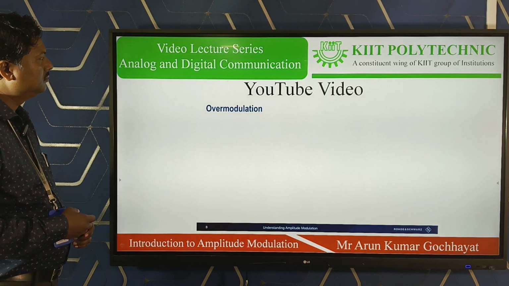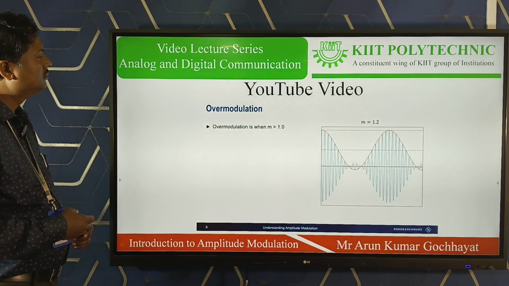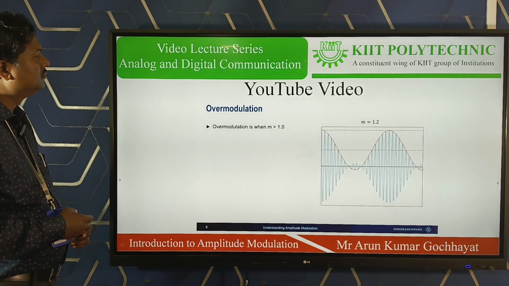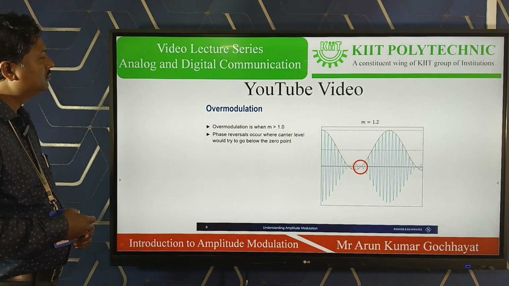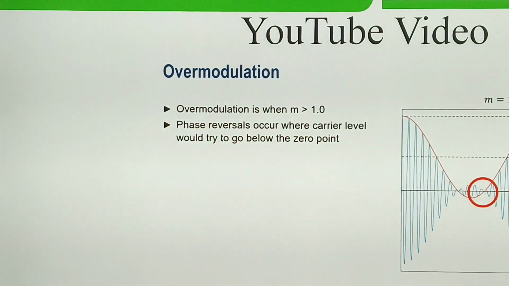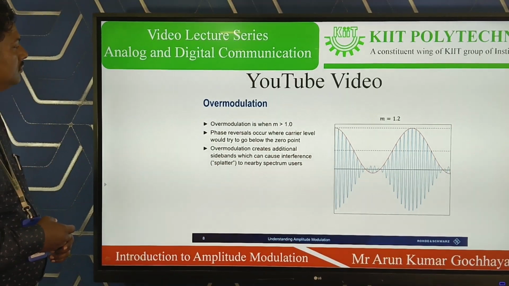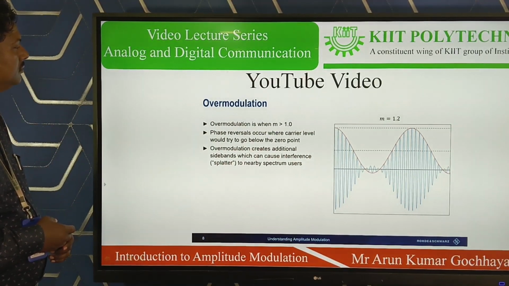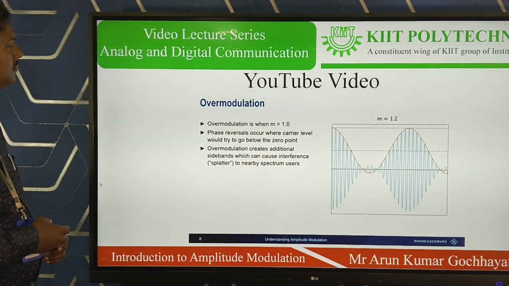In case you were wondering, it is possible to have a modulation index greater than 1. This is called overmodulation. In an overmodulated signal, the carrier exhibits 180-degree phase reversals where the envelope crosses the 0 point. Overmodulation is undesirable because these phase reversals give rise to sidebands that can cause serious interference, sometimes referred to as splatter, in nearby spectrum.